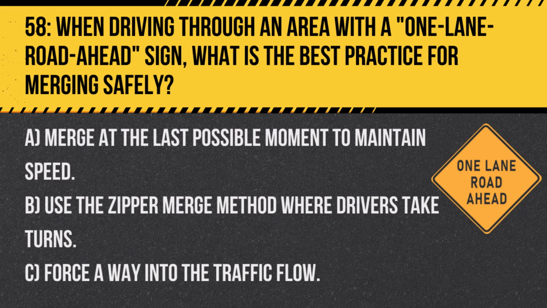Question 58. When driving through an area with a one-lane road ahead sign, what is the best practice for merging safely? A. Merge at the last possible moment to maintain speed. B. Use the zipper merge method where drivers take turns. C. Force a way into the traffic flow. Answer B. Use the zipper merge method where drivers take turns. This method is recognized for its efficiency and fairness in traffic flow.